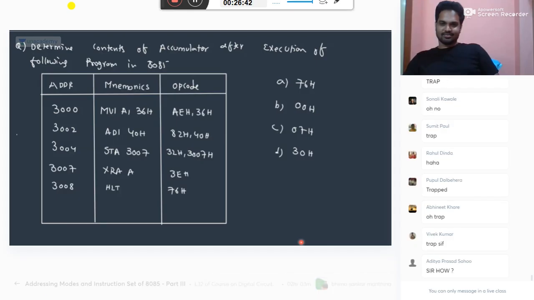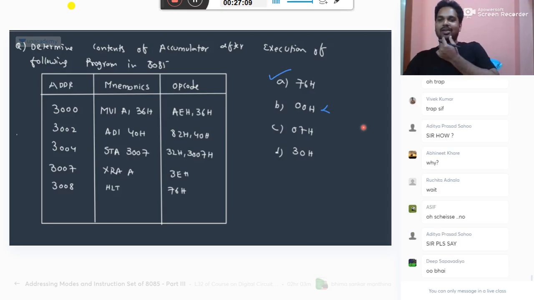Okay, see here. First, the examiner has given this program. He has given mnemonics and opcodes also. This is the corresponding opcode. So what is the opcode of the HLT instruction? HLT means halt. The opcode of the halt instruction is 76. Like that, opcodes are given by the examiner. Okay, let's see how this will work.